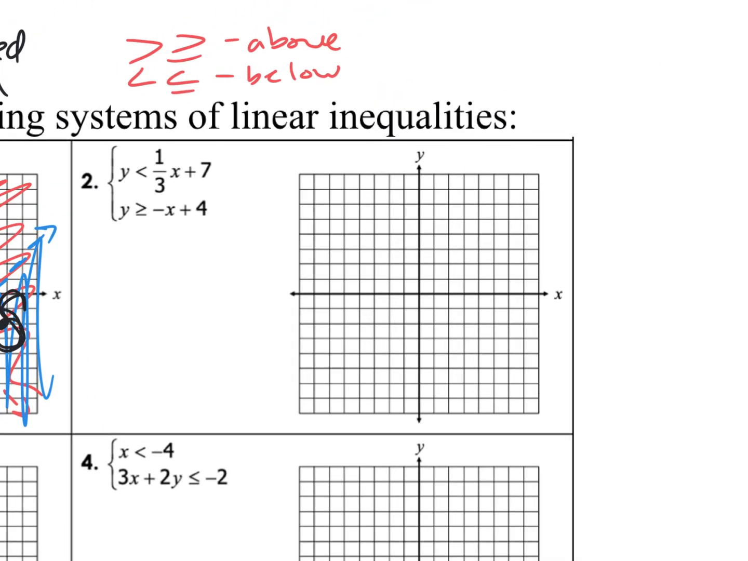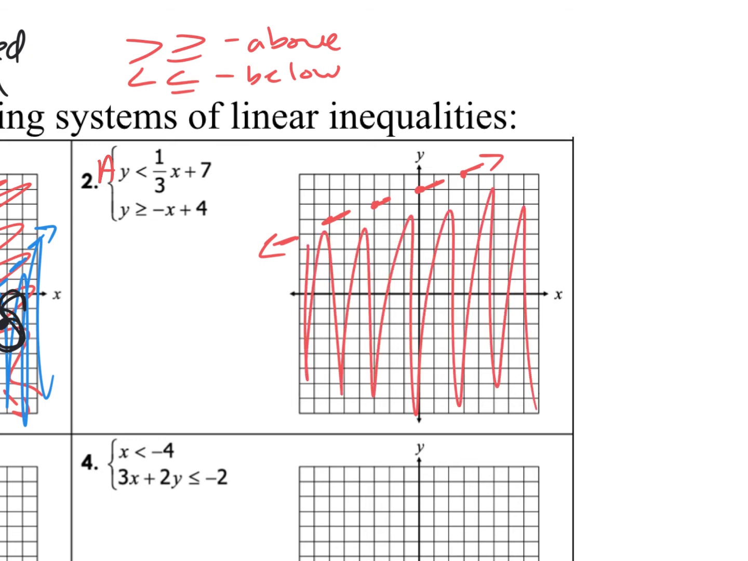All right, number 2. Both equations are already in slope-intercept form. Let's graph them. All right, so first one, start at 7, up 1, right 3, down 1, left 3, down 1, left 3, and it's a dotted line. Okay, and it's less than, so we shade below. All right, now, second inequality, start at positive 4, and we go down 1, right 1, down 1, right 1, down 1, right 1, up 1, left 1.